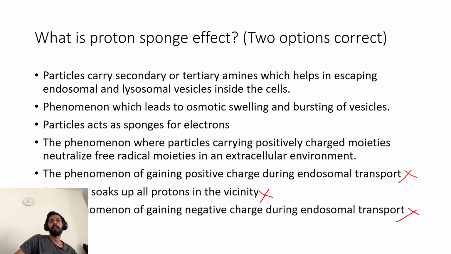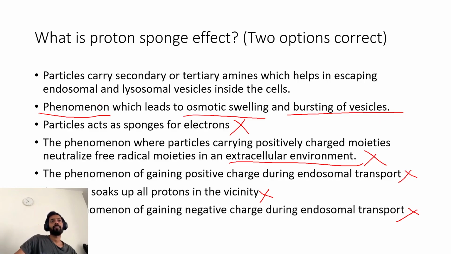The phenomenon where particles carrying positively charged moieties neutralize free radical moieties in an extracellular environment. We are not talking about extracellular space here, right? We're talking about a completely intracellular environment, whether it's in endosomes or lysosomes or outside of these endosomes and lysosomes, that's for further details. But initially, at least, we're not talking about the extracellular environment. So that's the wrong answer. Particles act as sponges for electrons. Not true.